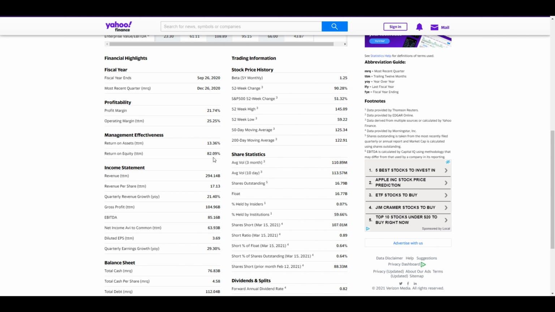Now this number is a lot higher because equity, you arrive to this number by subtracting liabilities from assets, and then what's left is the equity. So you usually want a positive equity because it means that the company has more assets than liabilities. Liabilities can be debt or current obligations that it has. So you can see here for Apple, return on assets is 13%, return on equity is 82%.